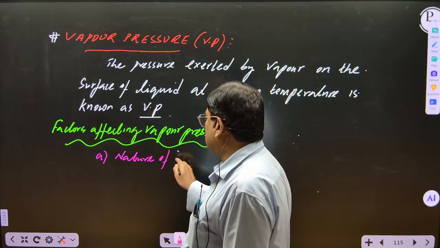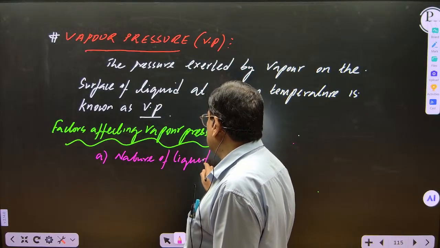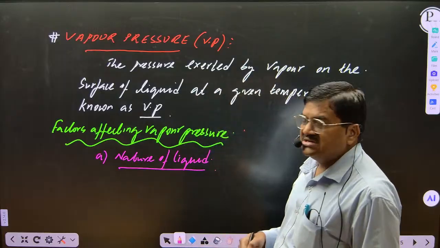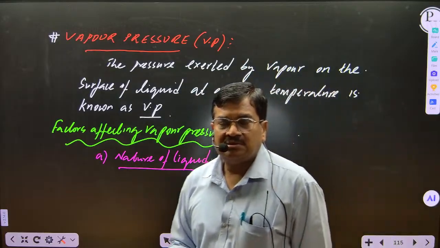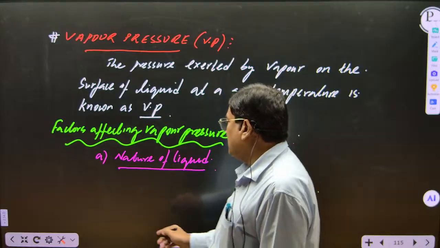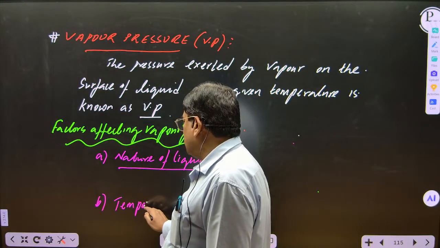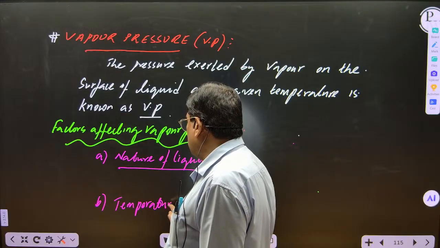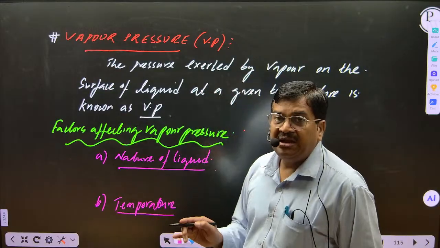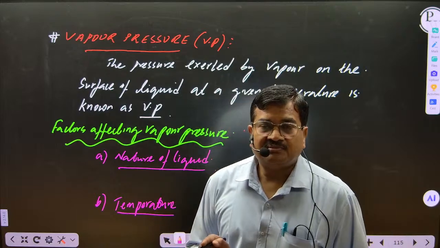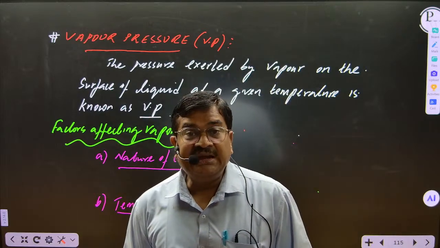Nature. It depends on what type of liquid it is. Second factor, it depends on temperature. So what is the second factor? Temperature. So these two factors will influence vapor pressure, but keep it in mind, vapor pressure is independent of surface area. So vapor pressure is an intensive property.